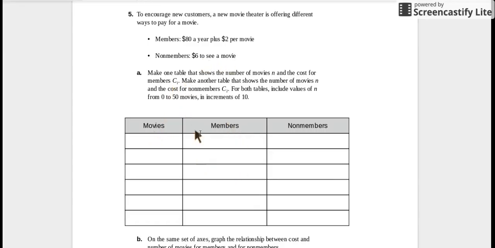Now, in order to fill in this table, we have some good information to start off for our members and non-members, but it's kind of hard to write the information down without knowing how many movies we're going to know the cost for each one. But they let us know. They want us to go from 0 to 50 movies. So we can start off with 0. And they want us to get to 50. And they tell us to use increments of 10. That means we're going up by 10 each time.